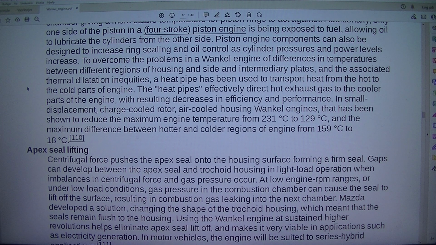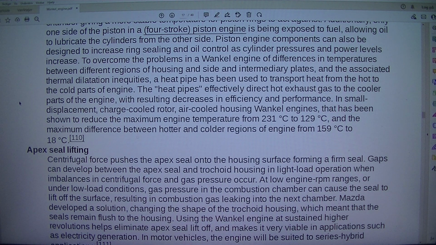In small displacement, charge-cooled rotor, air-cooled housing Wankel engines, that has been shown to reduce the maximum engine temperature from 231 degrees Celsius to 129 degrees Celsius, and the maximum difference between hotter and colder regions of the engine from 159 degrees Celsius to 18 degrees C.